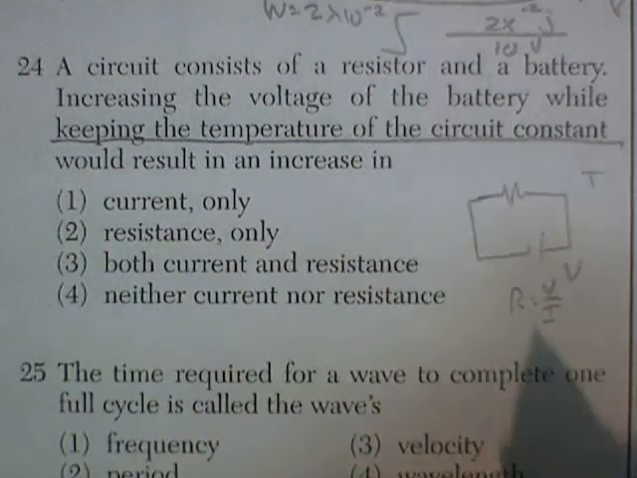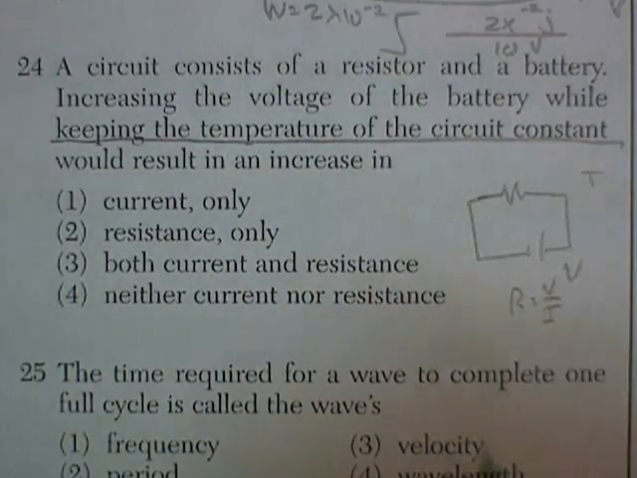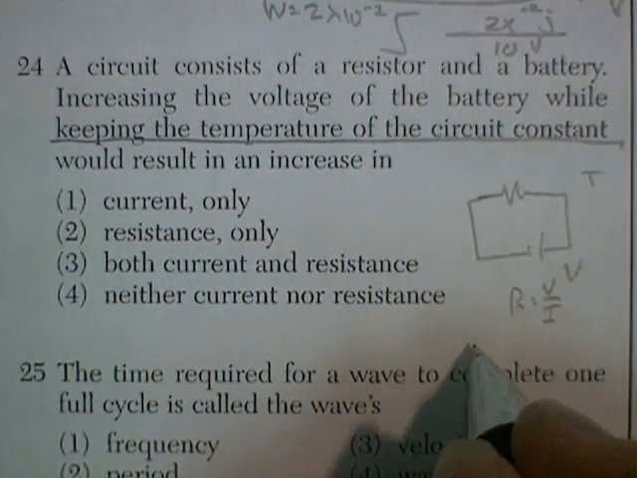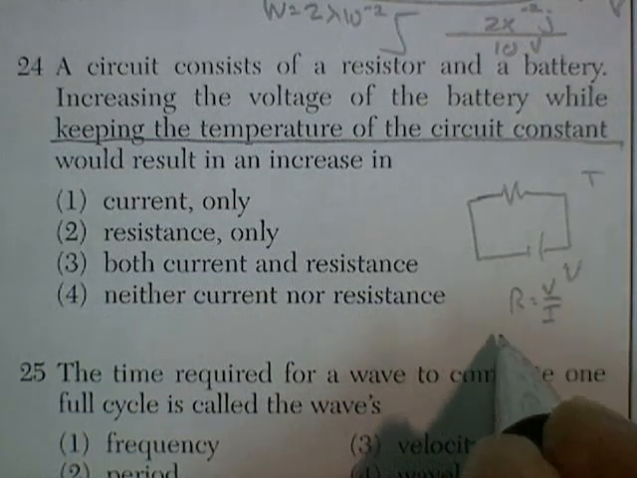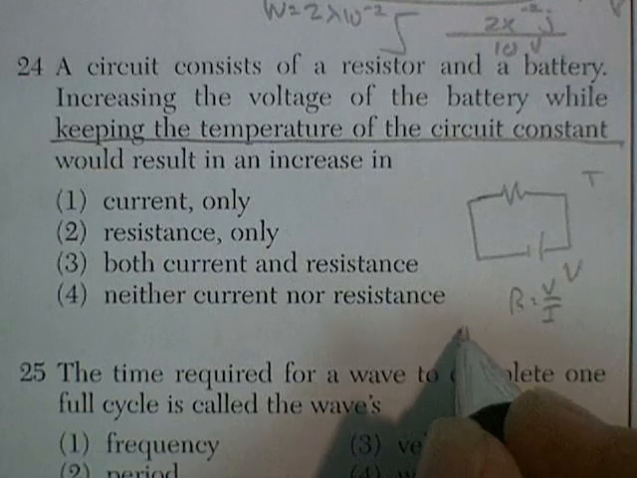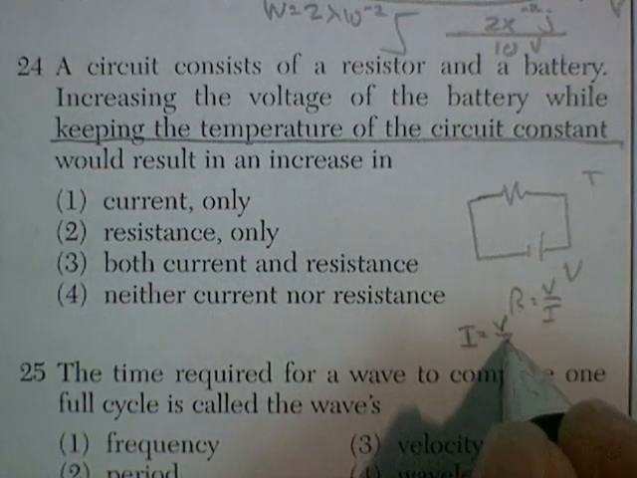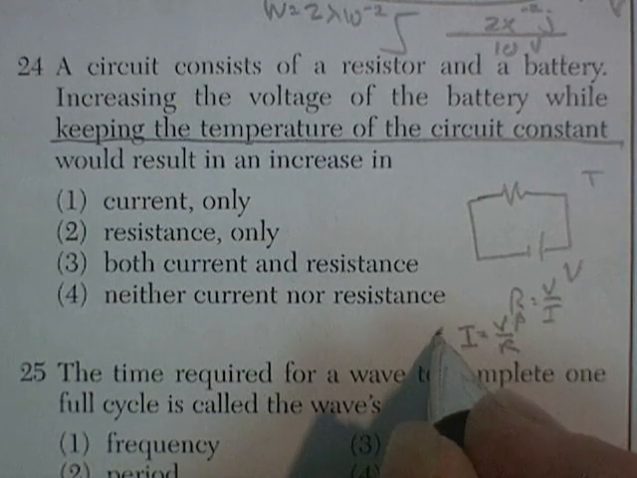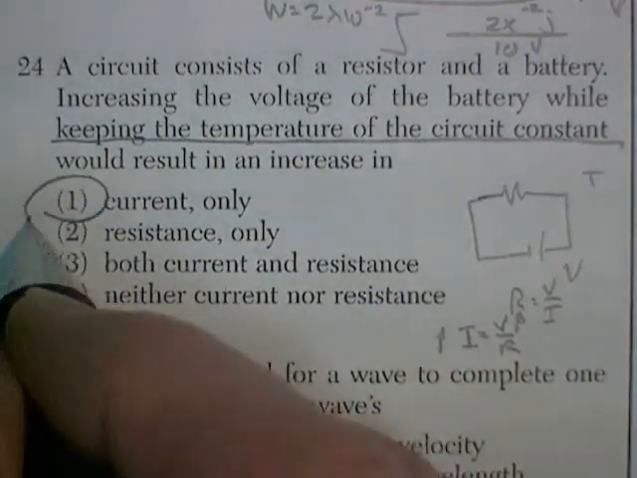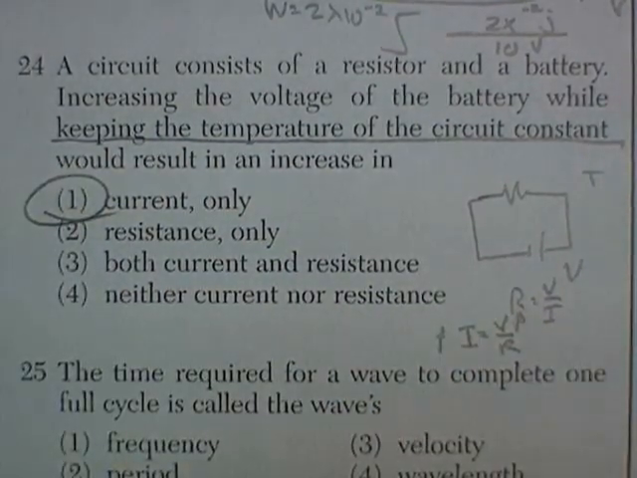Because if the temperature would increase, then the resistance would increase. So I'm going to have to say that if the voltage were to increase, let's see how that affects current. Current is equal to voltage divided by resistance. If resistance is a constant, the voltage goes up, the current goes up. So I'm going to go with current only. Though in actual circuits, keeping the temperature of the circuit constant is a little tricky.